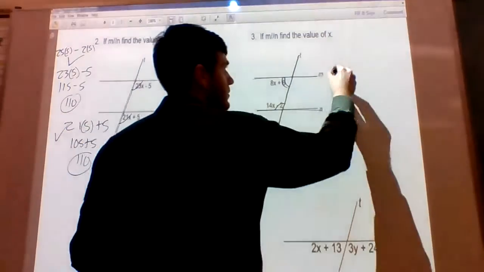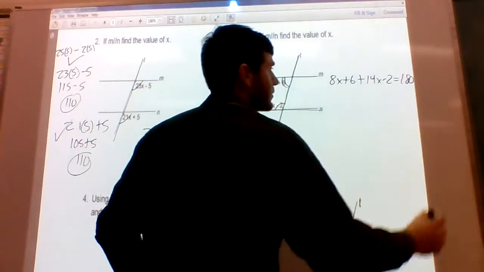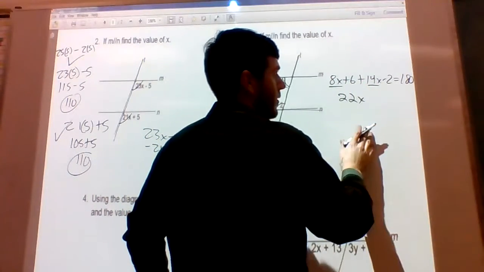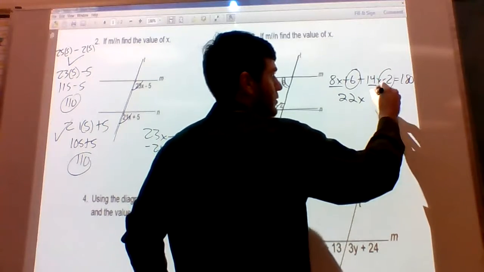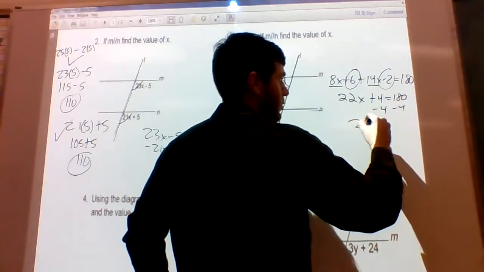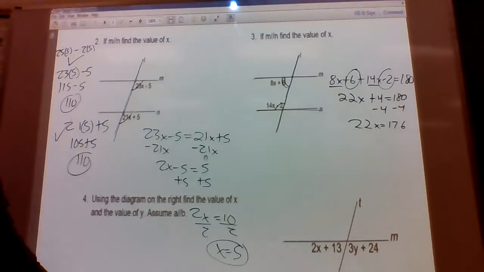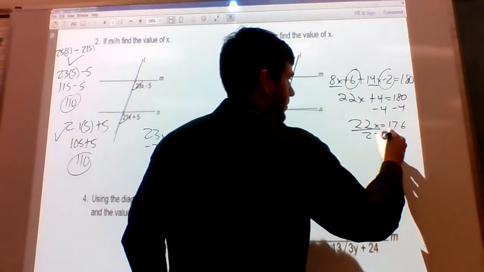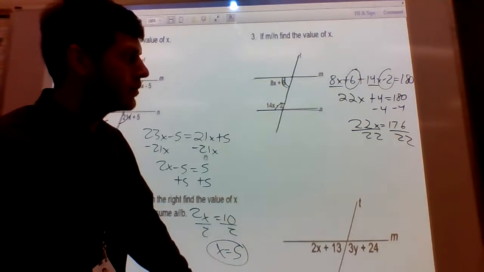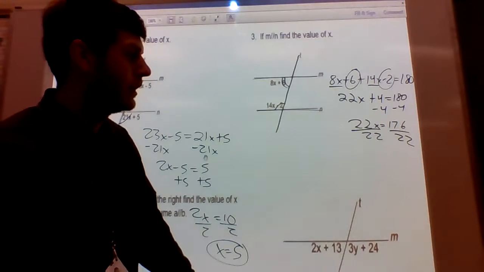So 8x plus 6 plus 14x minus 2 is going to equal 180 degrees. Combine like terms: 8x and 14x is 22x. 6 and negative 2 is a plus 4. Minus 4 from both sides, 22x is going to be 176. Okay, divide by 22. All right, so 22 goes into 88 4 times, 88 goes into 176 twice, so it's going to be 8.